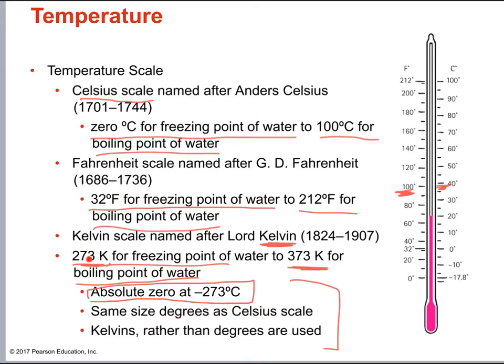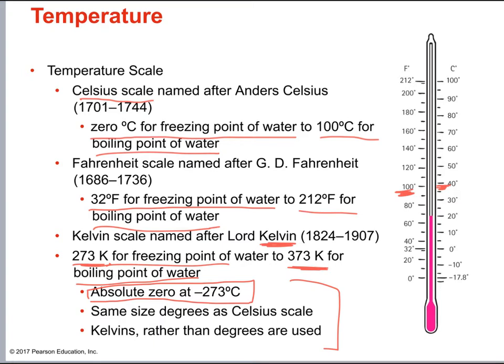There's 100 degrees between the freezing point of water and the boiling point of water on the Kelvin scale, and so that's the same. So the Kelvin goes from 273 to 373. There's 100 degrees between those two points. The Celsius scale goes from 0 to 100. There's 100 degrees between those two points. So the degrees have the same size. But the difference is that the Kelvin scale has an absolute zero of temperature.